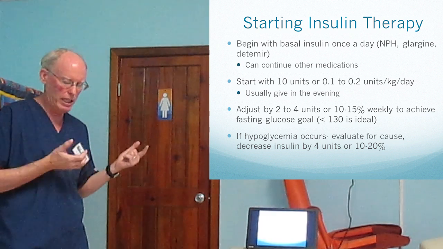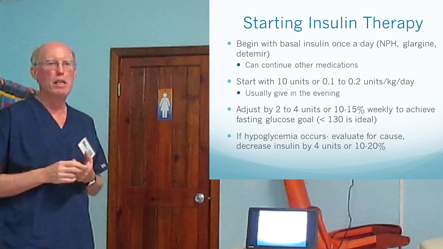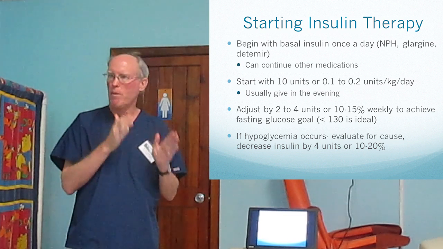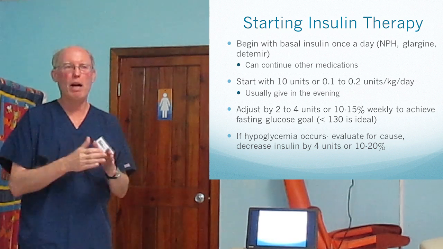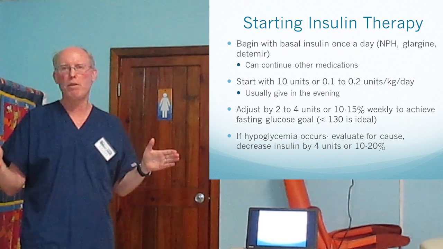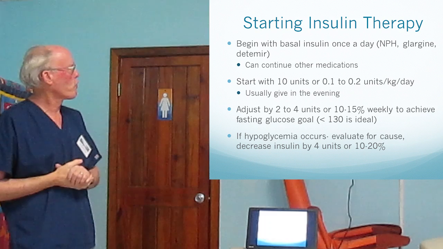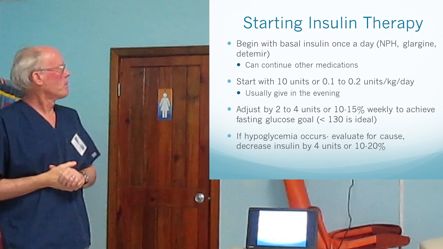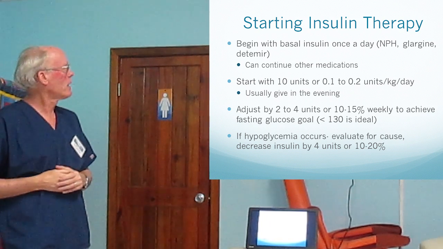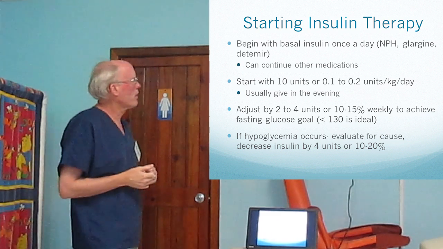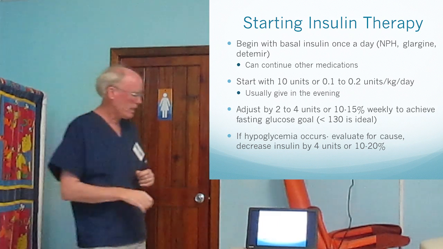If they have to come back to the clinic to do it, then it's really important that they come in fasting. And so we saw someone yesterday who'd been coming to the clinic. She actually had been coming to the clinic every week for 4 weeks. And so we could see what her average glucose was over those 4 weeks, fasting glucose. And it was still about 160, so we increased her insulin by 4 units. So that's a reasonable thing to do for the patients who can come back in. If hypoglycemia occurs, evaluate for the cause, and consider decreasing the insulin by 4 units or 10 to 20%.